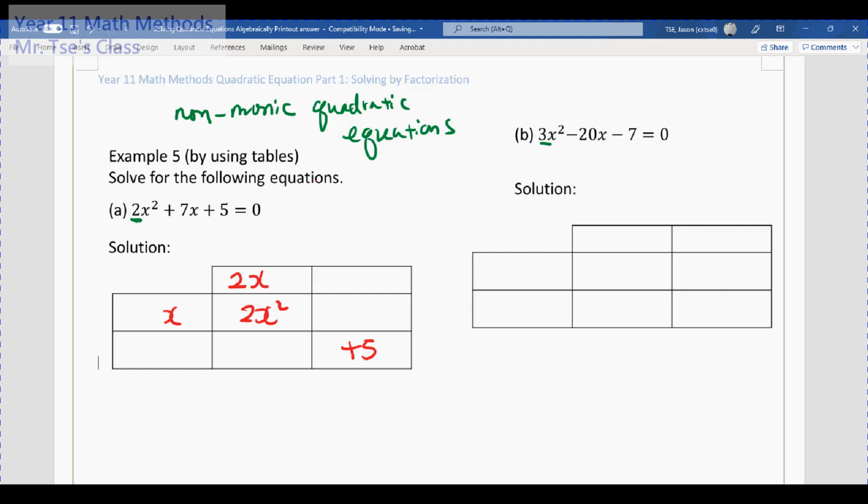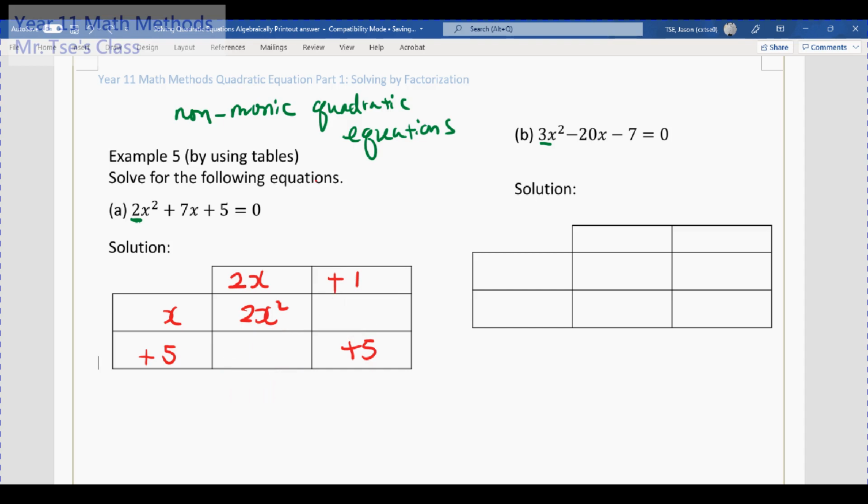Okay, and how can you get 5? Then you say, how about just 1 times 5? Plus 1 times plus 5, because the middle term is plus as well. So I just put all plus. Would that work? So you see, plus 1 times x is plus 1x, plus 2x times plus 5, that's plus 10x. When you add these two like terms together, you will have plus 11x, but the middle term obviously is plus 7x, so it doesn't work.